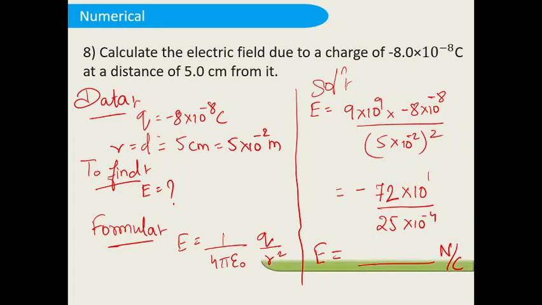This is the homework part. So this is the topic which we have completed. We completed the topic electrostatics.